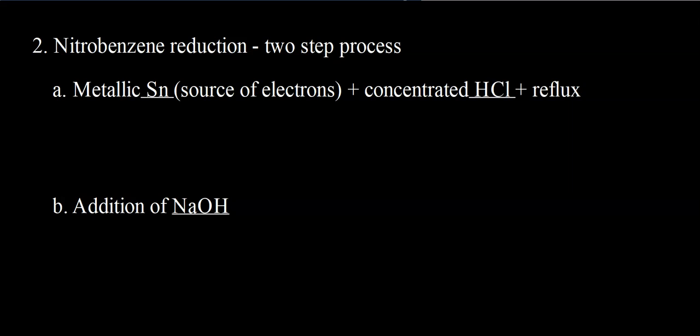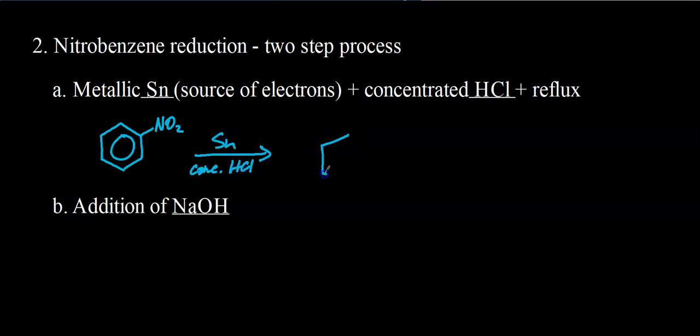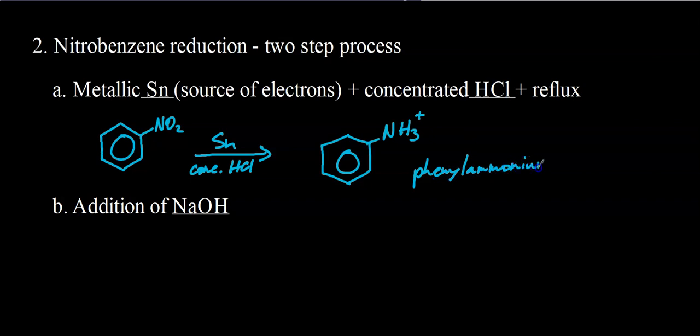So let's take a look at this equation. Our first step, tin and concentrated hydrochloric acid. This is going to produce this ion. This is known as phenylammonium. As you can see, we have NH3 plus, which is our ammonium, and then a benzene ring we can name as phenyl. So phenylammonium.